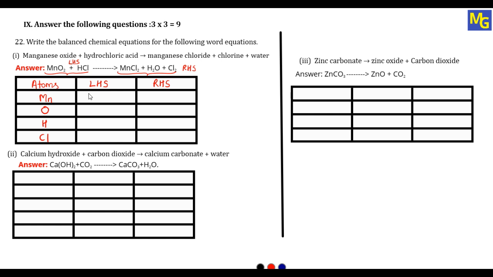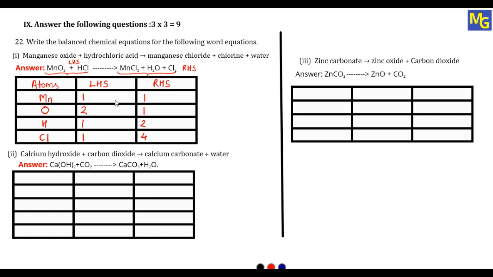Now write down number of atoms present at left hand side and right hand side. So Mn, how many are there on the left hand side? It is 1. Then oxygens, how many are there? It is 2. Hydrogen 1 and Cl it is only 1. Then go right hand side, see right hand side, Mn is again 1. Then oxygen it is 1. Then hydrogen it is 2. You can see 2 hydrogen in H2O. And chlorine, Cl it is total 4 we have. 2 from MnCl2 and 2 from Cl2. So this is the condition.